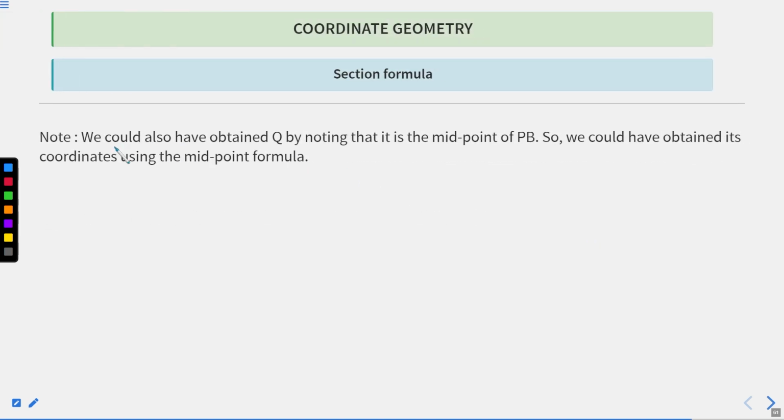And here we note it down. We could also have obtained Q by noting that it is the midpoint of the line segment PB. So we could have obtained its coordinates using the midpoint formula.